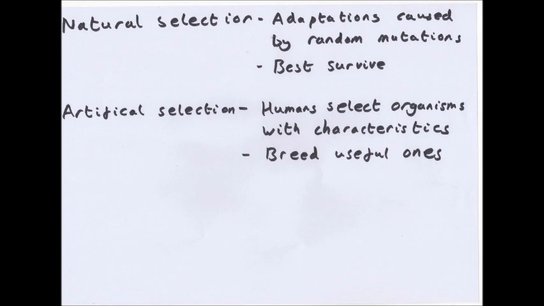Artificial selection is when humans select organisms with the characteristics they want. They allow the organisms with good characteristics to breed and the ones with bad characteristics to not breed. That's artificial selection. Now, I'm going to show you an example. You do need to know this, and it's about wheat, bread wheat.